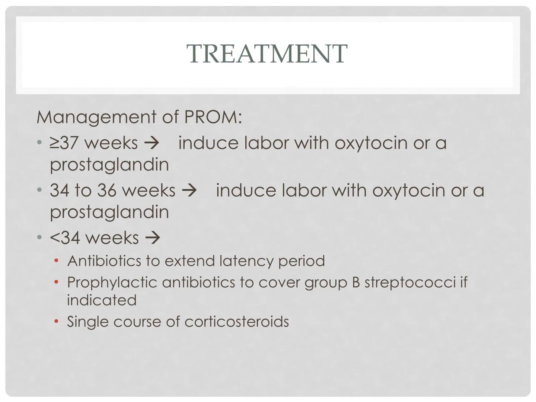On to the treatment of PROM. For many years, there has been a constant debate of whether or not to induce labor or manage the pregnancy expectantly after the membrane ruptures. Studies have shown that women who undergo observation and expectant management are more prone to infection. So, if PROM occurs at or any time after 37 weeks gestation, induction of labor with oxytocin or prostaglandin is preferred. If membrane ruptures before 34 weeks, pharmacologic agents are used such as antibiotics to extend the latency period, additional antibiotics to cover group B streptococci if indicated, and a single course of corticosteroids to decrease respiratory distress syndrome and neonatal mortality.